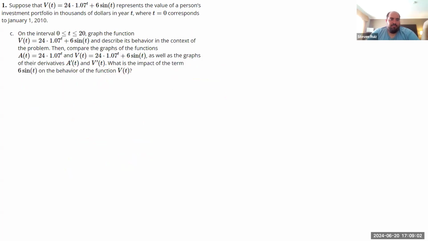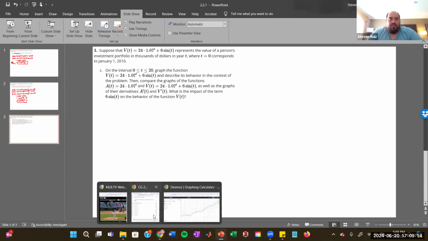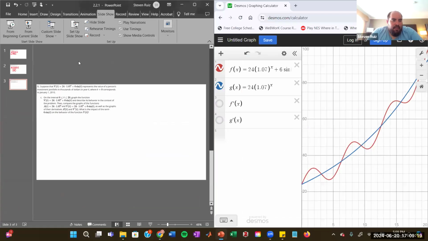Right, moving on to part C. So we want to graph this. I recommend doing a technological approach here. So I will show you what I have on Desmos. Let's look at all the different things that they asked us to compare. So I graph 4 different functions here. One is the graph of V, which is the one that we've been dealing with. The next one is the graph of A, which is basically a component of V, except it doesn't include that trigonometric portion.